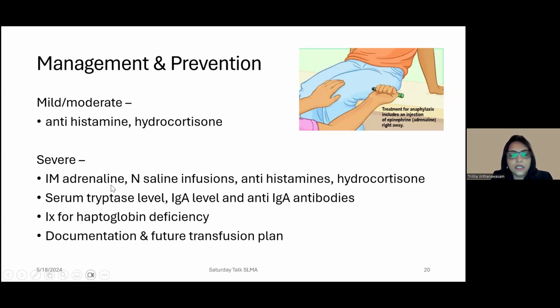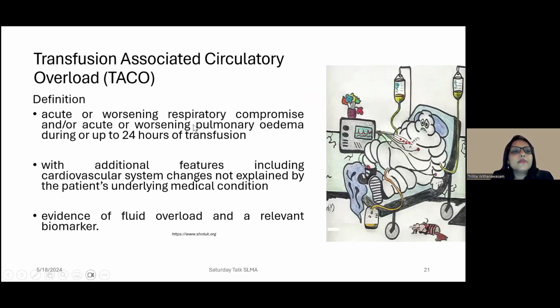IM adrenaline is the drug of choice, and we have to introduce saline or some expanders where hypotension can be characteristic, and always make a chance to investigate the serum tryptase level. We can do it in our country, and IgA level and even anti-IgA antibodies can be tested here. And always have good documentation practice, explain to the patient, do the counseling, and give a transfusion plan from the transfusion specialist.